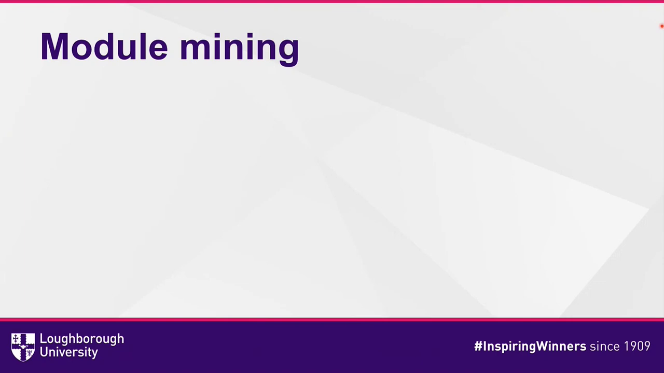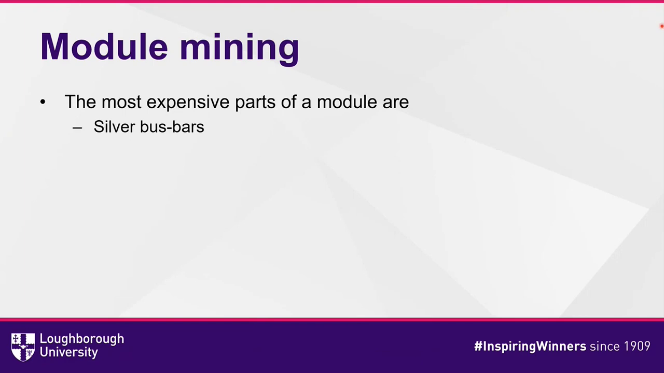So one of the things we can think about in terms of modules is that they're quite a good resource. A waste module is quite a good resource, so we can think of it in terms of mining. If you think about what a module contains, the key parts from an economic perspective, you've got the silver. Silver is a relatively minor part of the module, but it's probably one of the more expensive parts, so that's actually economically really quite important.